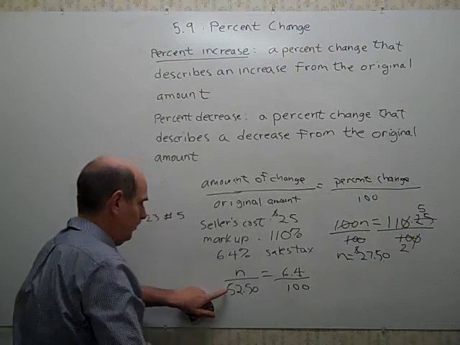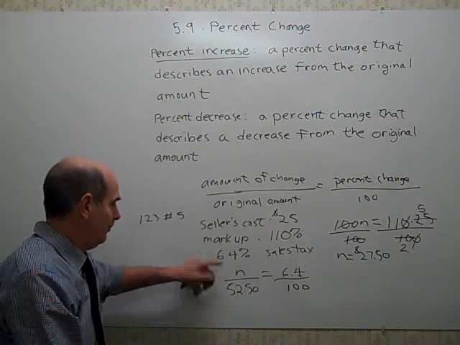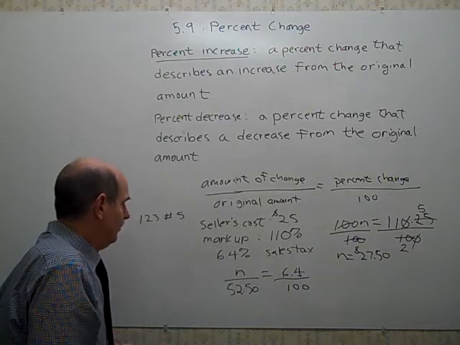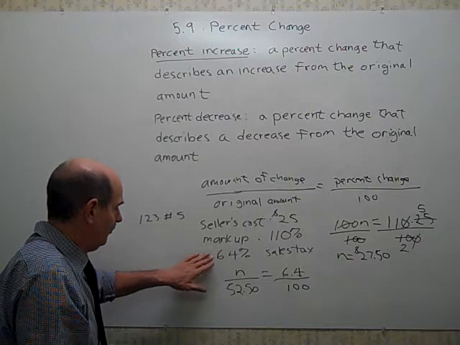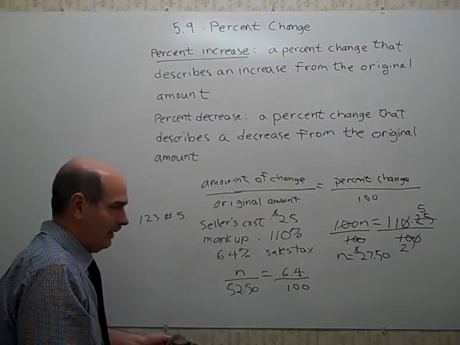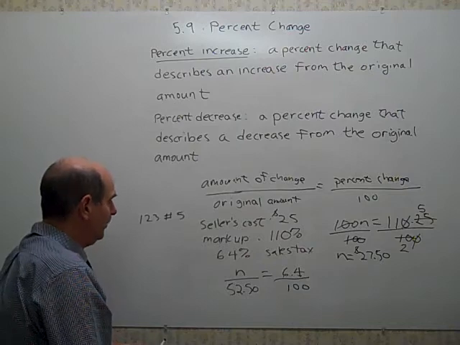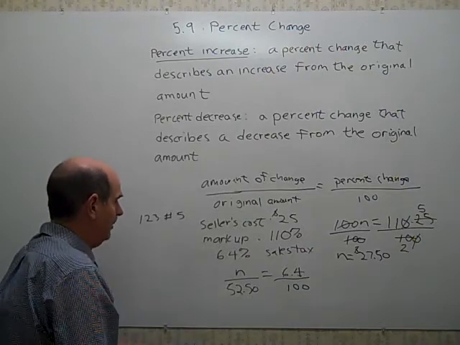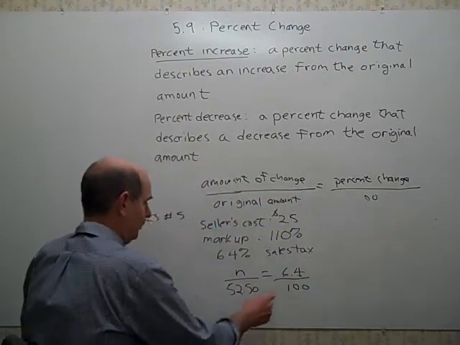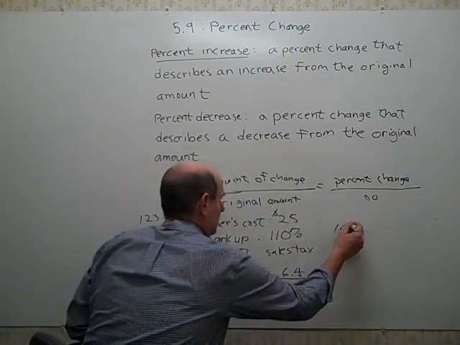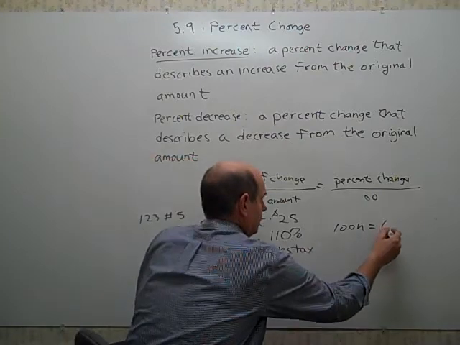We don't want to forget this 52.50 because we're going to have to add a small amount to that. 6.4% of, well, 6% of 50 would be $3. You can get that quickly by doing 6 times 5. And just realizing it's not going to be $30 if it's 6% of $50. So we're going to add about $3 to this to get the final price. So we would do 100 times n equals 6.4 times 5250.